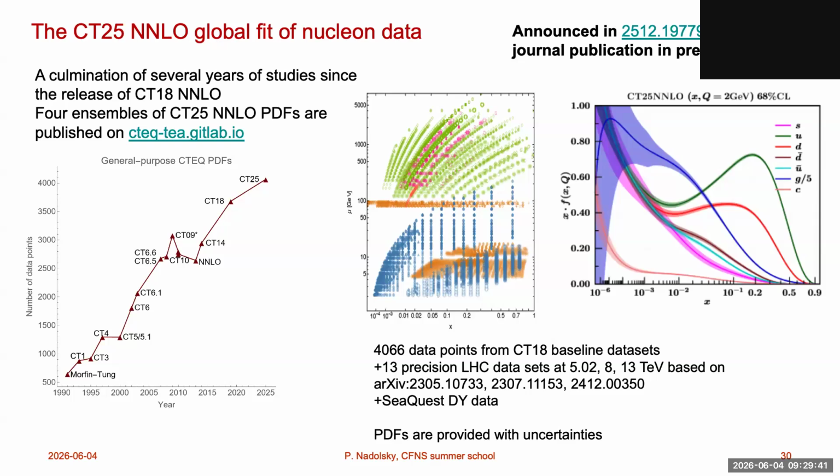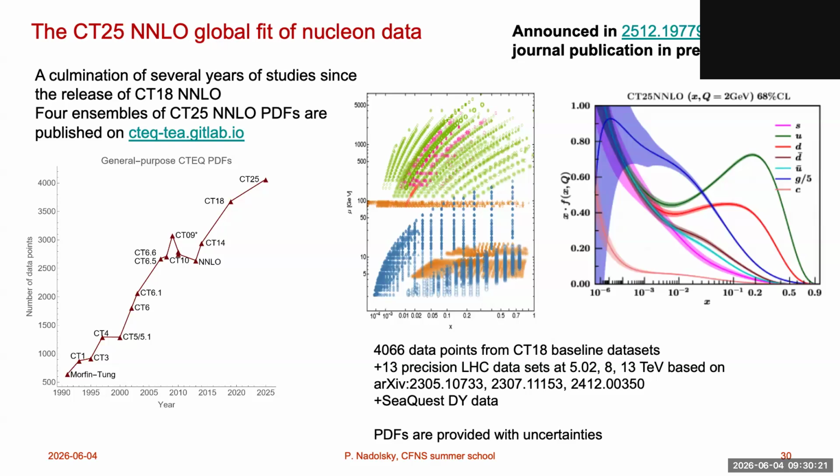And you can see basically this PDF set is a new member of a big family of feeds that increasingly include more and more data points from various analyses as time goes by. Right, so right now the CT25 set includes about 4,050 data points, which include the data which was available in the previous PDF feed called CT18, but also includes 13 precision LHC data sets, and as I mentioned, these PDFs are provided with uncertainties, right?